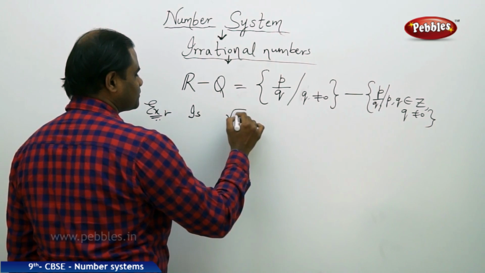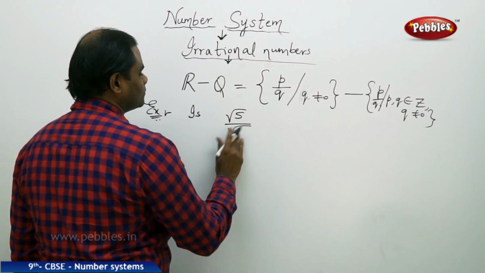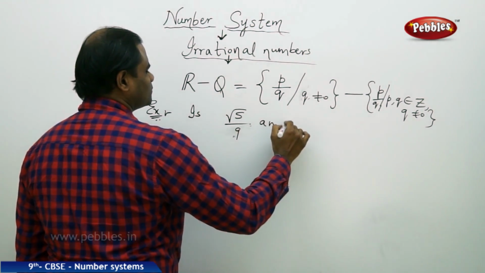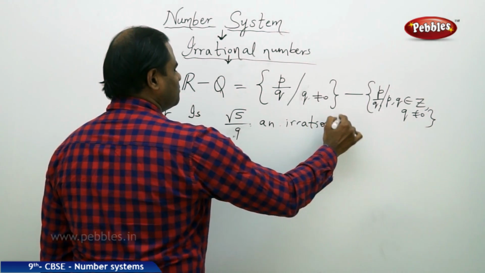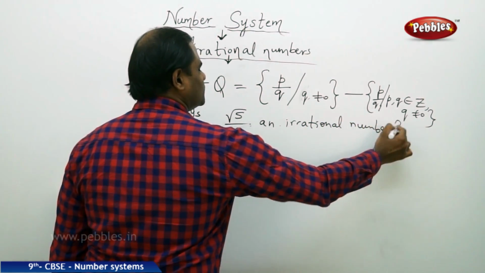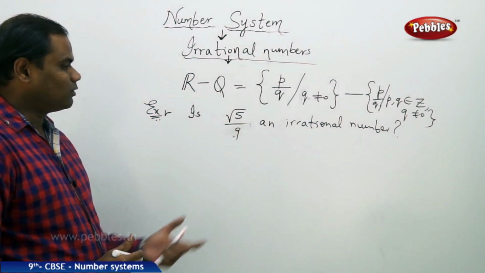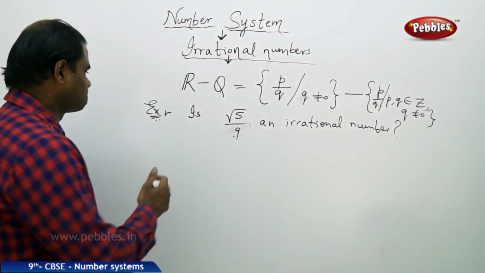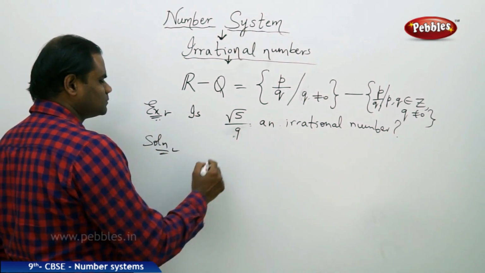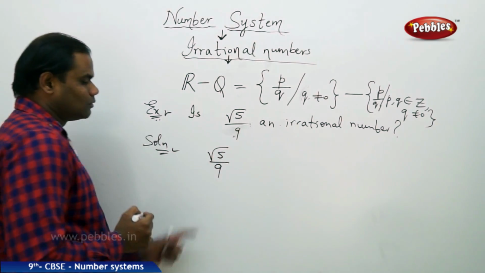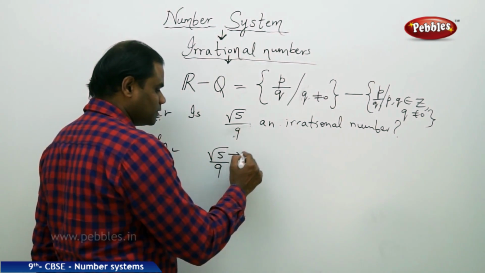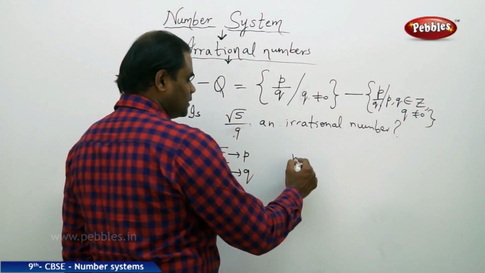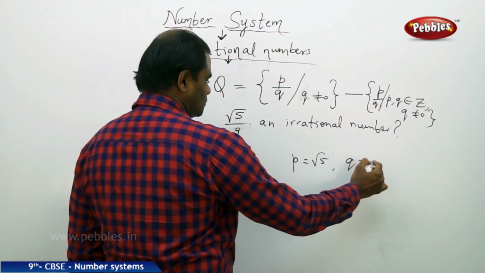Is this an irrational number? That is the question out here. So root 5 over 9, let's test for this being a rational or an irrational number. Root 5 over 9 can be differentiated with the numerator being p and the denominator being q. Now clearly my p is root 5 and my q is 9.